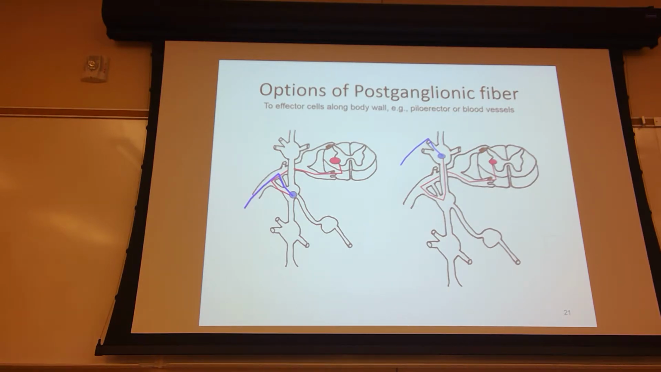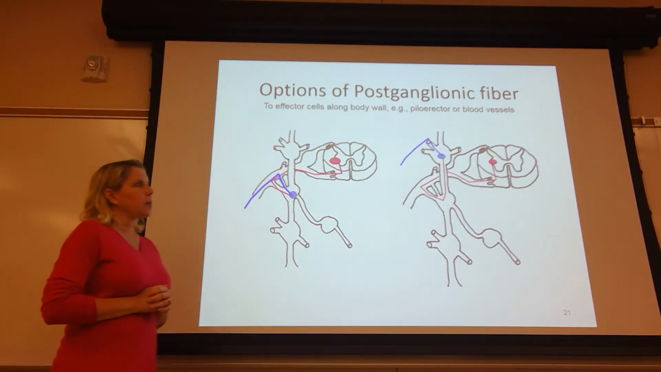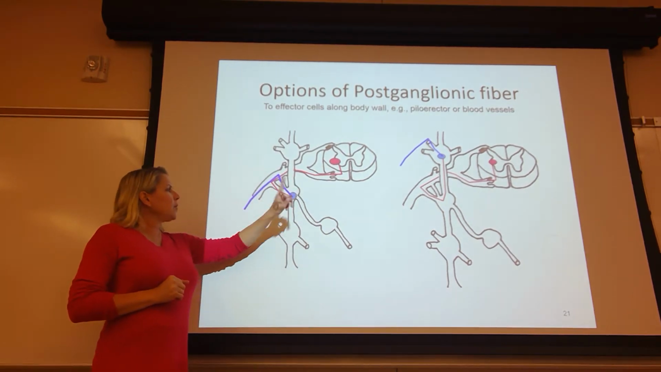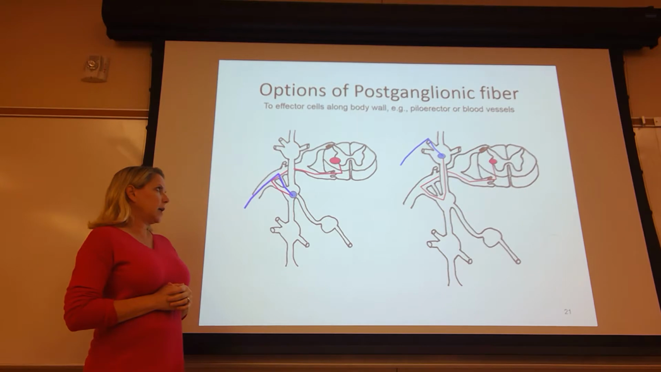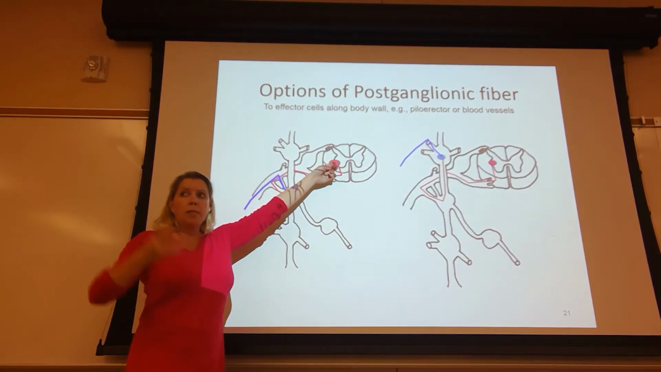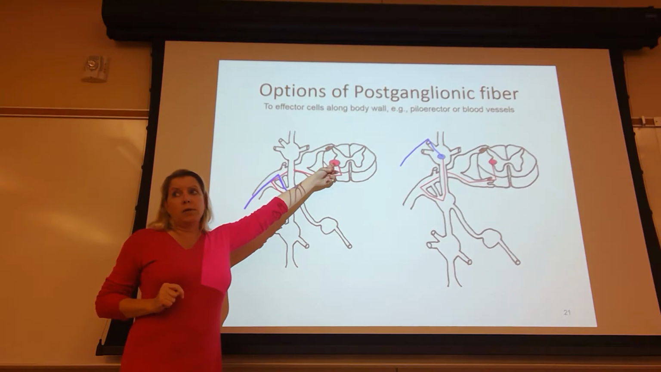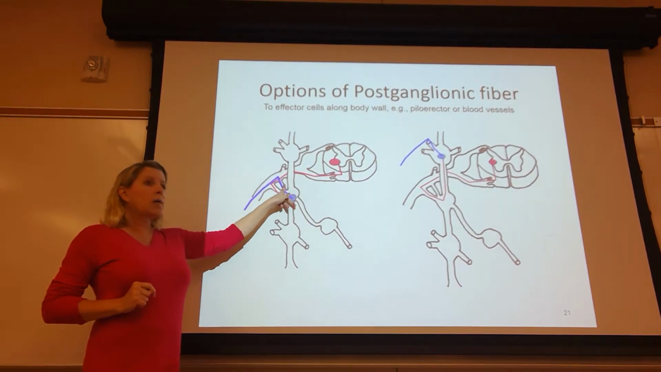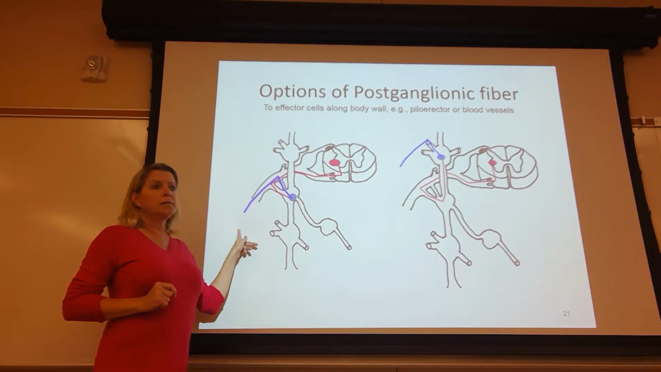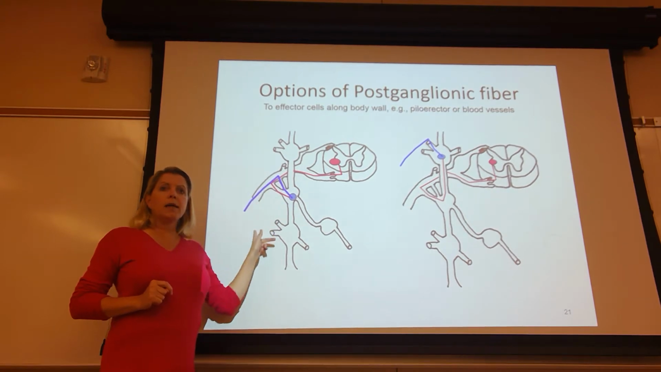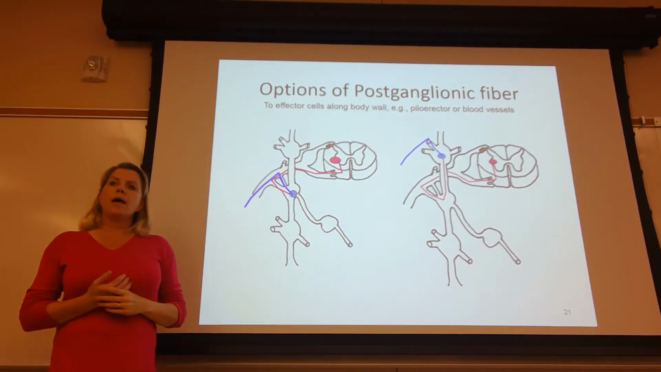What about the options for the postganglionic fiber? Pink is preganglionic fiber, blue is postganglionic fiber. Here's the pink. This is me. I park out by the library most of the time. I enter at level. I will exit at level. That is one option for the postganglionic fiber, to exit at level.